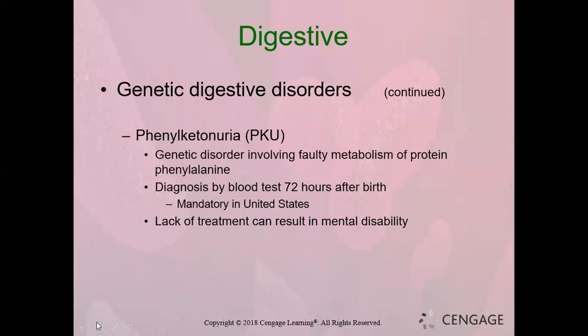PKU is a genetic disorder that involves the faulty metabolism of the protein phenylalanine. This is diagnosed by blood test 72 hours after birth. It is mandatory in the United States because lack of treatment can result in mental disability. So these kiddos have to be on a special diet. Now, think about people who are choosing these home births, that choose not to vaccinate, and they're not getting their kids to the doctor. They're not getting these tests done. So unfortunately, I think we'll still see some of this, which is completely curable or completely treatable by diet. So it's unfortunate.